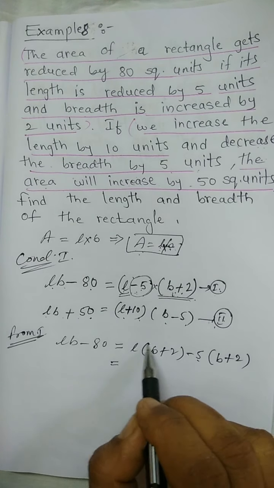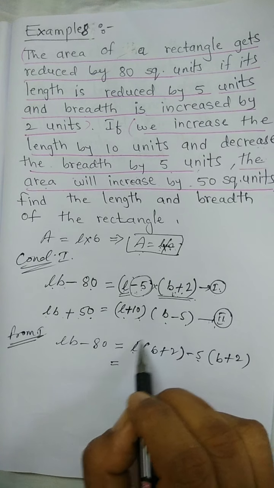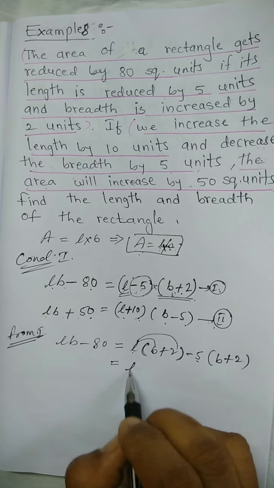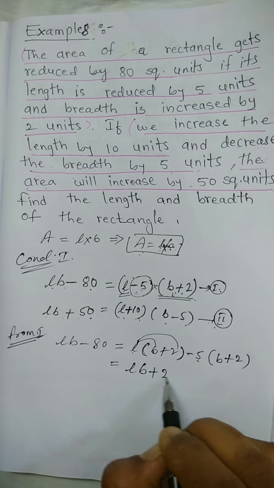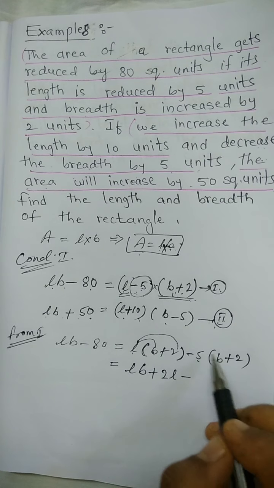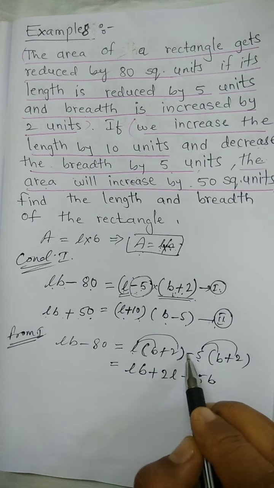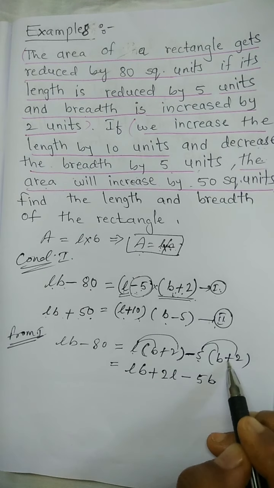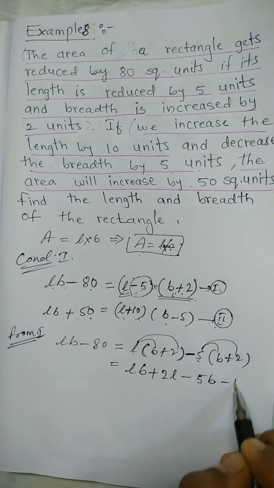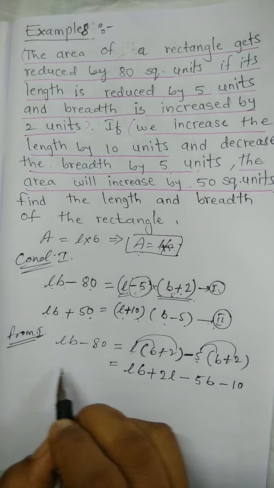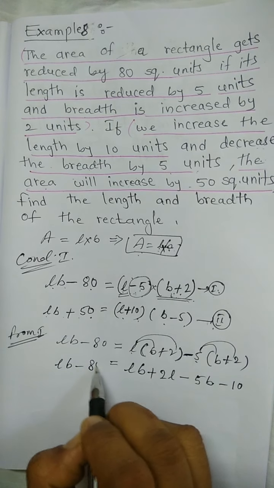Now the bracket is there, so this L you have to multiply with both: LB plus 2L minus 5 multiplied with both, 5B. And I said if minus is outside, the sign will change. So minus 5 twos are minus 10. Here LB minus 80 write as it is.